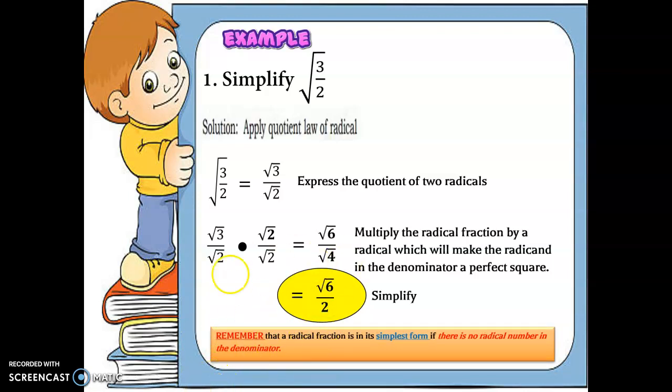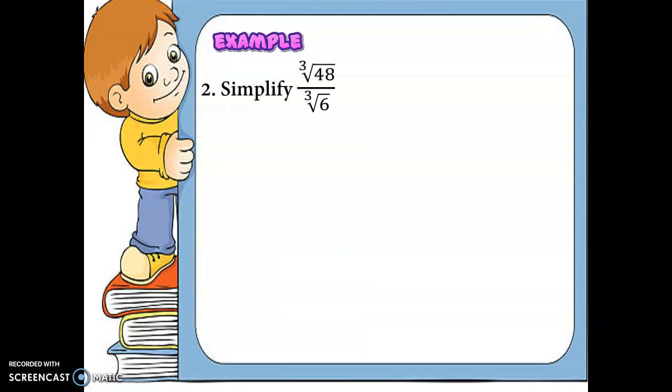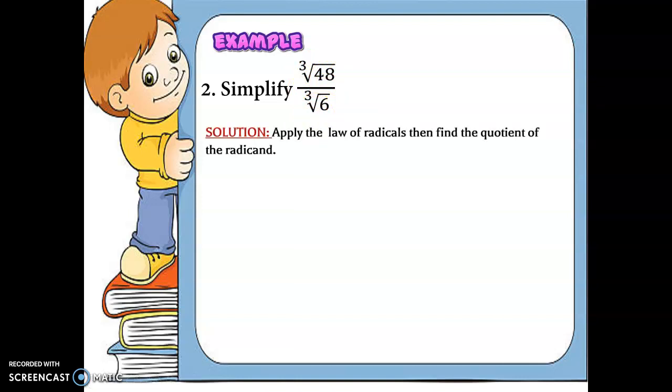Okay, so ayan po ha. Reminders lang po. So, para po siya maging simplest form, there is no radical number in the denominator. So, wala na siyang radical, kagaya na. Kaya nga natin siya i-rationalize. Example 2, ayan. Separated naman yung radical unlike sa example 1. So, cube root of 48 and cube root of 6. So, for this solution, we're going to find the quotient of the radicand or kailangan nating hanapin yung mga factors nung nasa loob. So, 48, ang factors niyan ay marami.